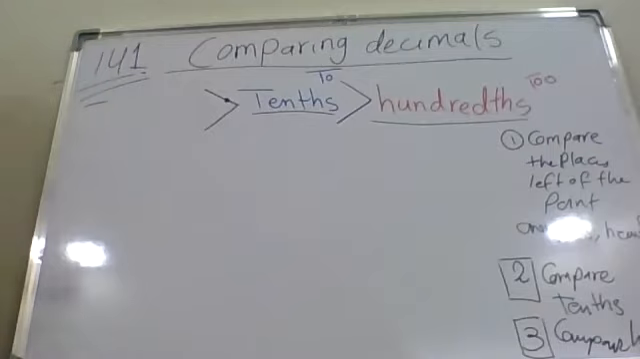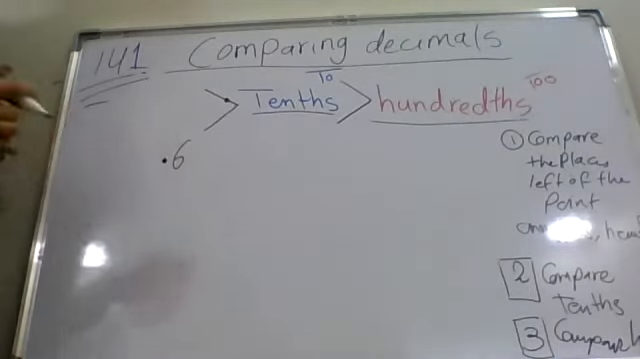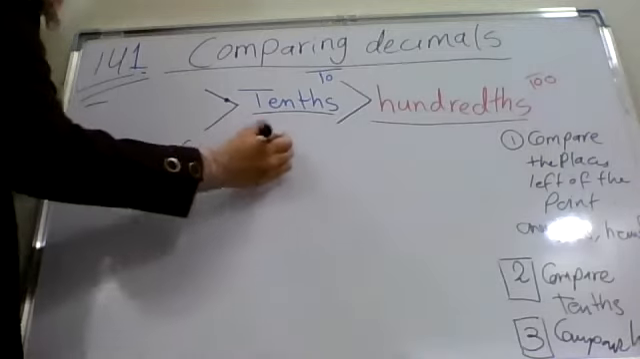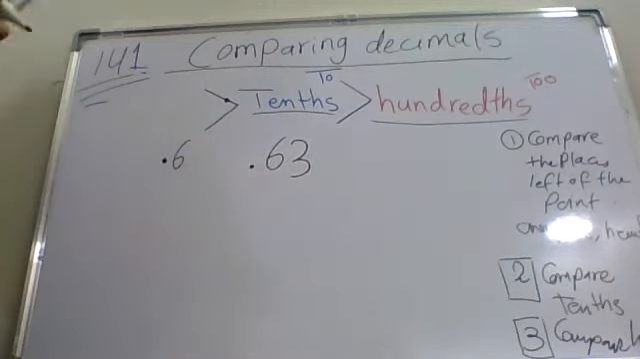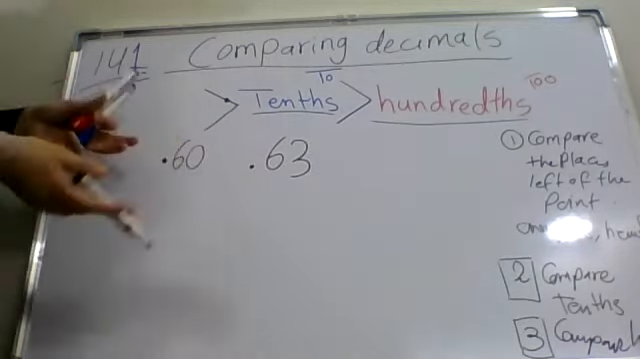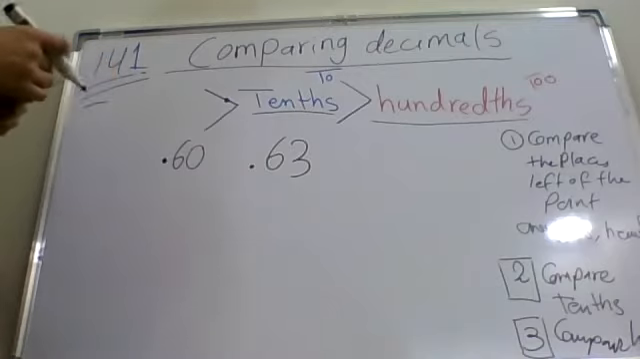The next one: I want to circle the greatest decimal in each pair of gloves. The first glove has 0.6, and the second one has 0.63. In general, we can write a 0 over here. It means nothing. If you write it, it doesn't mean anything, and it's not reserving any place.